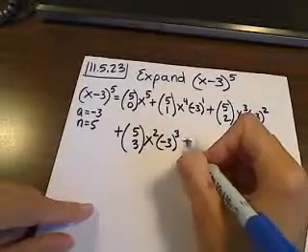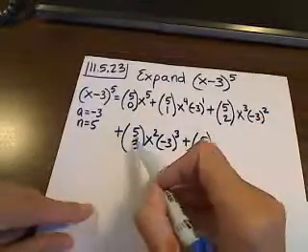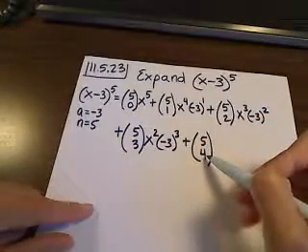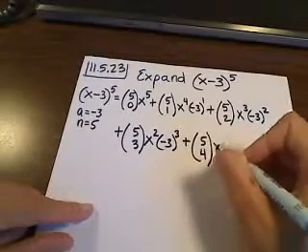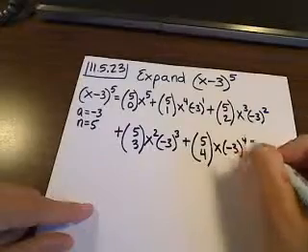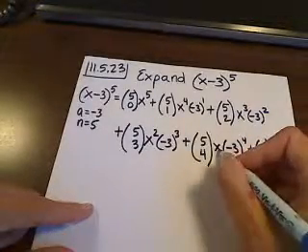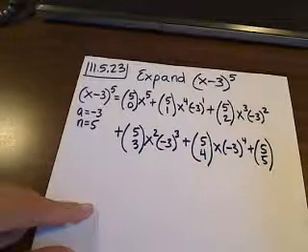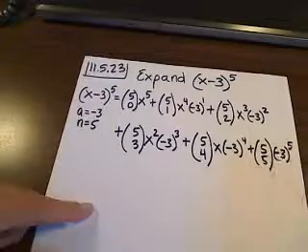Then we take this combination again and move the power up: a combination of 5 taken 4 at a time, and then we have x and negative 3 to the fourth, and then a combination of 5 taken 5 at a time. Now there's no x because it's x to the 0 power essentially, which is 1, and we just have negative 3 to the fifth power.